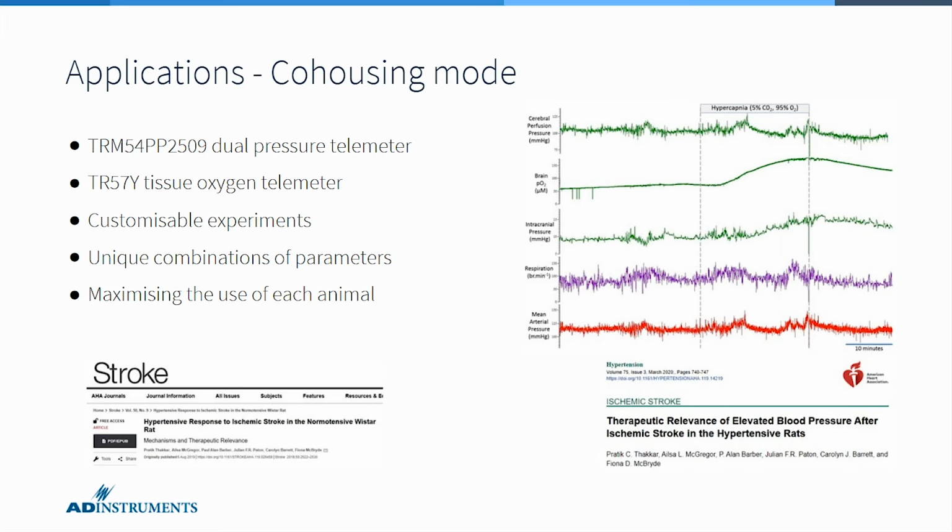So this is a really highly customized experiment specific to what they want to do, and using the co-housing mode to implant these telemeters in 1 rat, large rat, is allowing them to collect as much data as they possibly can to extract as much information from the rats and what's going on during their stroke model. So you can make unique combinations of physiological parameters, and as I say, to really maximize the use of each animal and to get some really interesting data.